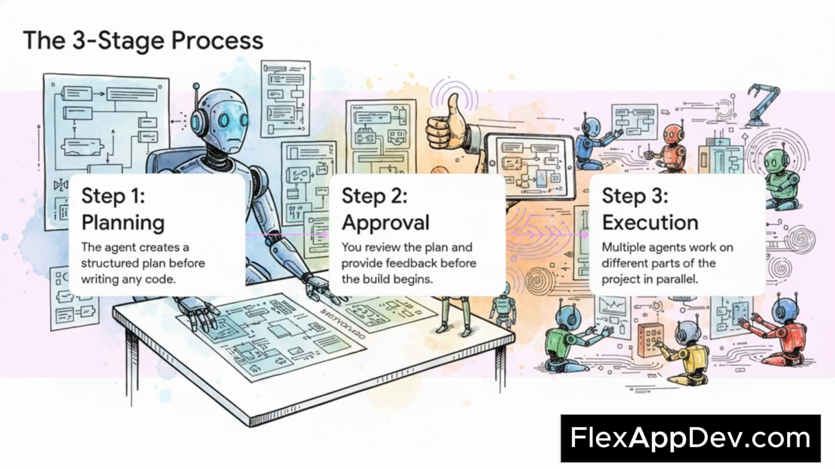First, the agent thinks through the entire approach and gives you a detailed plan before it writes a single line of code. Then, stage 2, you review that plan, you can leave comments, and you give it the green light. And only then, in stage 3, do multiple agents jump in and start executing different tasks in parallel.